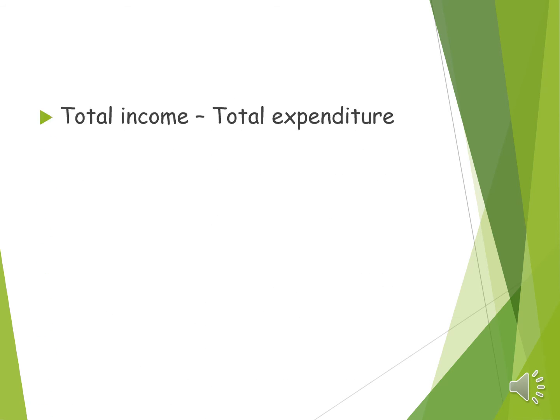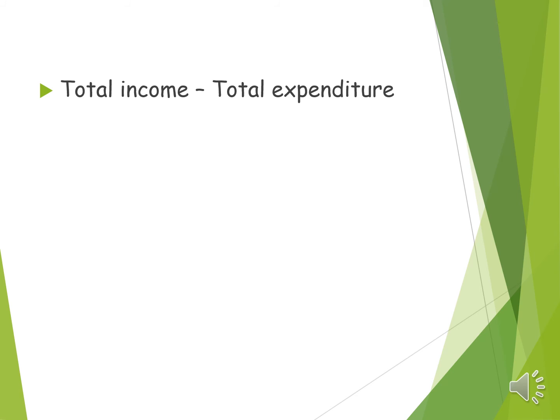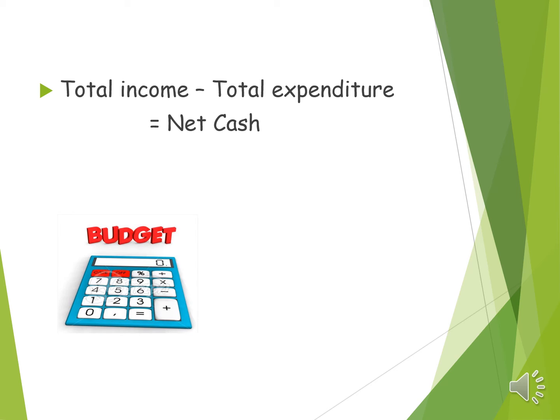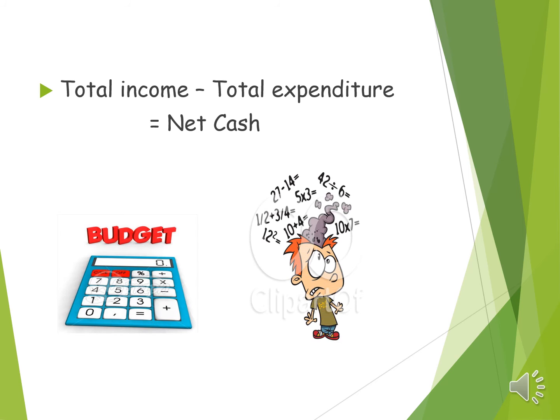To find out how much money we have left is calculated using a simple method. It's total income minus total expenditure equals net cash. Net cash is the name given to any money left over after we have the budget complete.